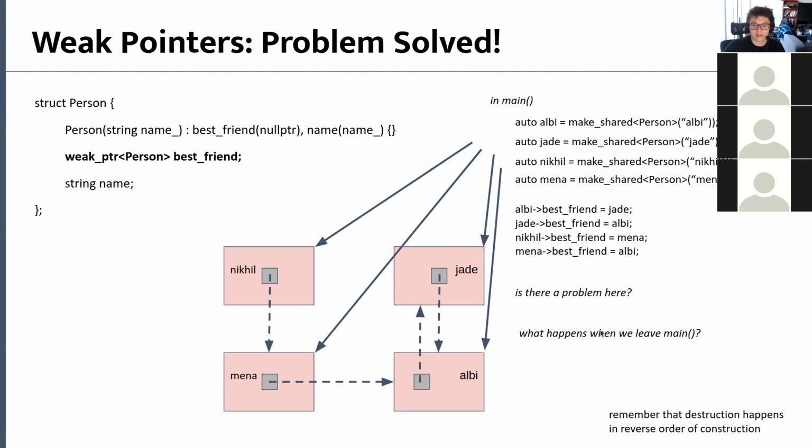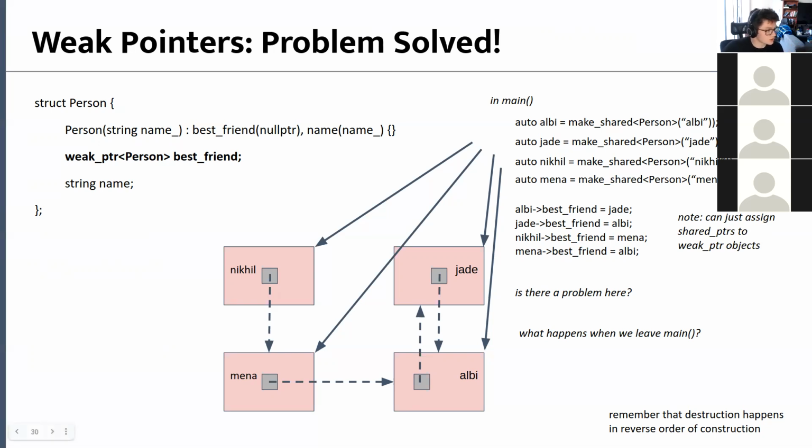So we leave main, and another note from, I guess, EECS 280 here is that the destruction happens in the reverse order of the construction. So Mina was constructed last, so she will be destructed first. So her pointer, oh yes, and you can just assign shared pointers to weak pointers. They are implicitly convertible like that.